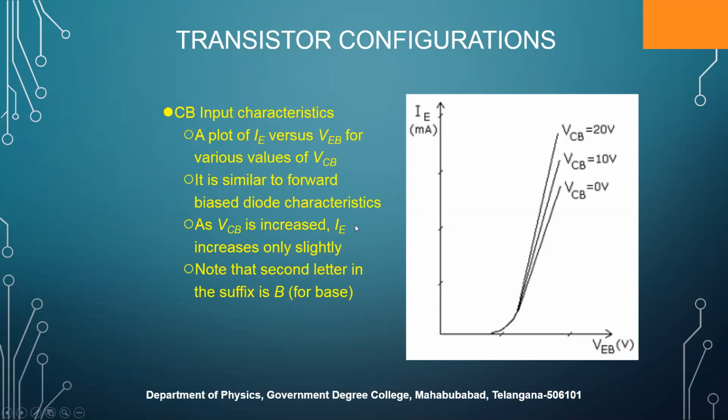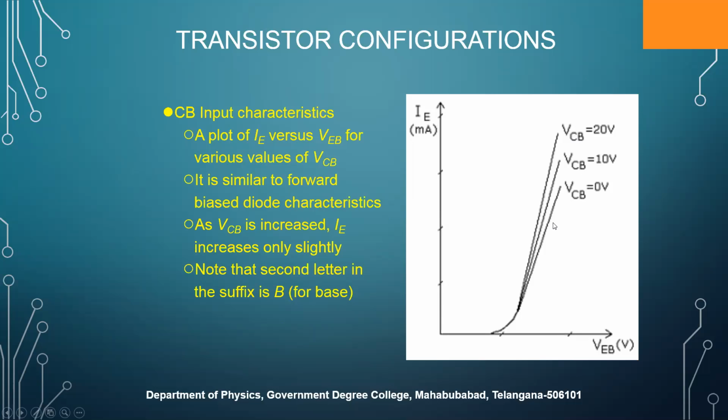As VCB increases, IE increases only slightly. Here you observe in this diagram, when we increase VCB, here it is 0, here it is 10 volts, here it is 20 volts. But you observe for the same value of, let us take a particular value of, let us say here it is 9 volts.